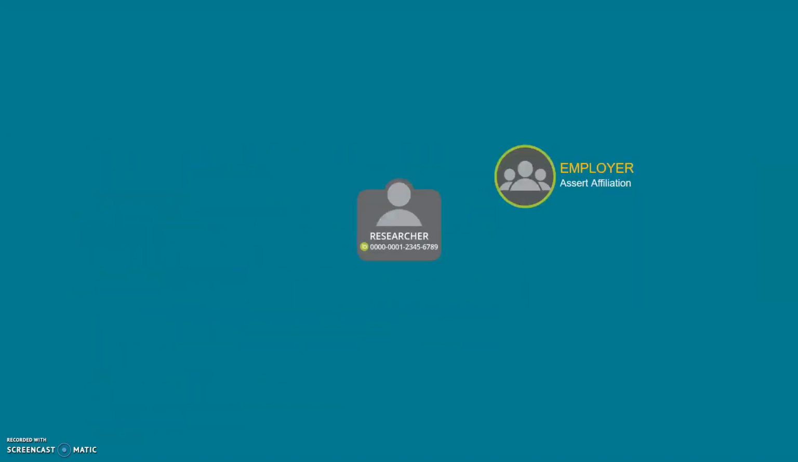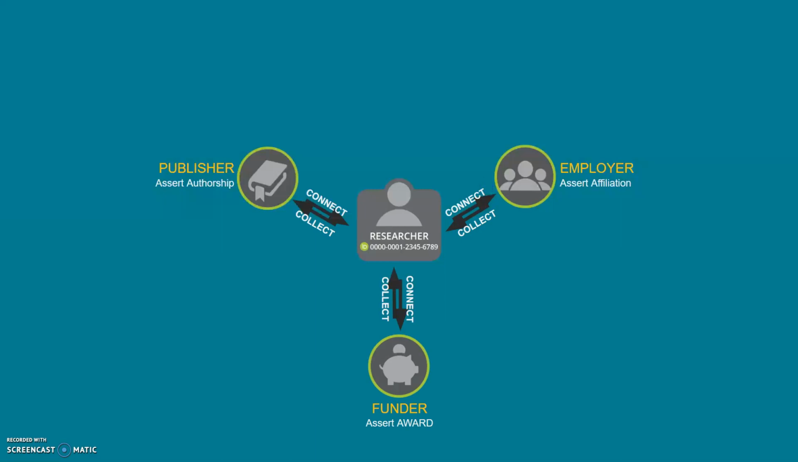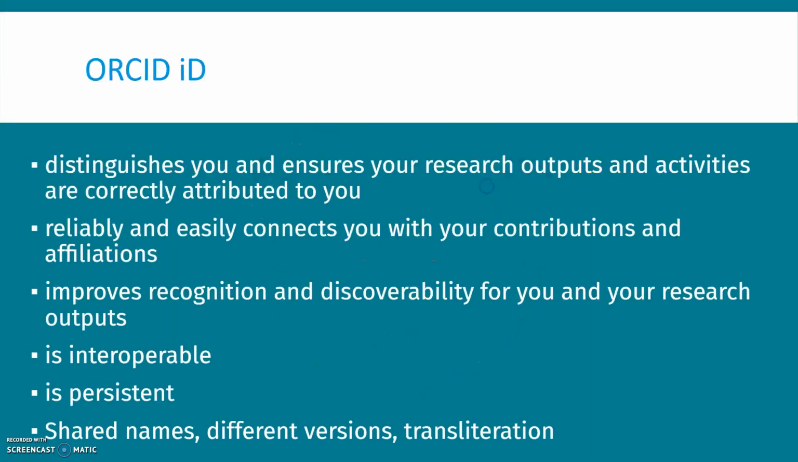The idea is that you'd have a researcher that asserts an affiliation as an employer and has a connection with that employer. They also will have a connection anytime you author somewhere and assert a relationship with that author through that publisher. There's also funders, and you can assert an award. And all of these things are hyperlinked, creating sort of an ontology of your scholarly life through your ORCID iD. And employers and funders and publishers will also know things about you by having this connection.